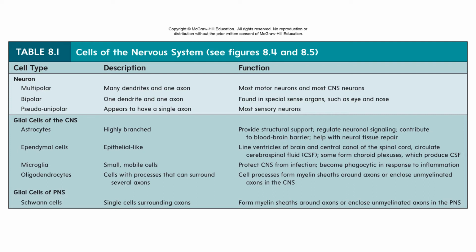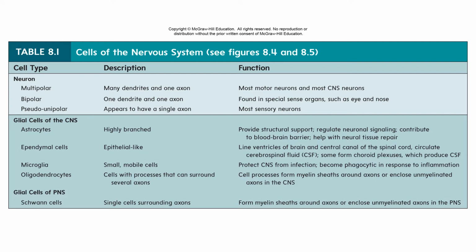Okay? And then the glial cells, you have the astrocytes, which are highly branched. They actually provide structural support. They regulate neuronal signaling. They contribute to blood-brain barrier and help with the neural tissue repair. And then you have the ependymal cells. They are epithelial-like cells. They line the ventricles of the brain and central canal of the spinal cord. They also circulate cerebrospinal fluid, and some form the choroid plexuses, which produces the CSF.